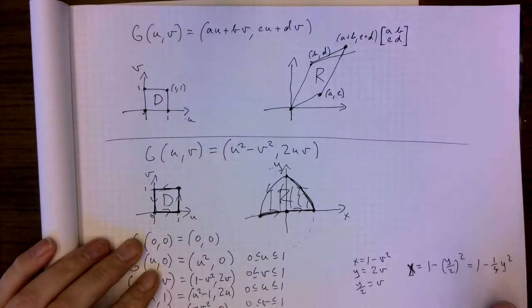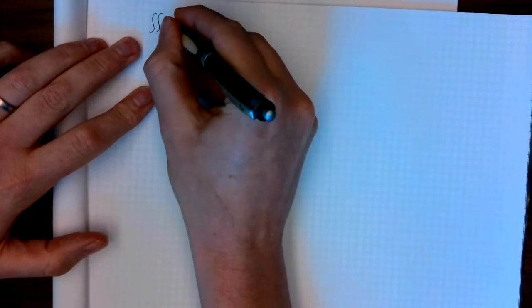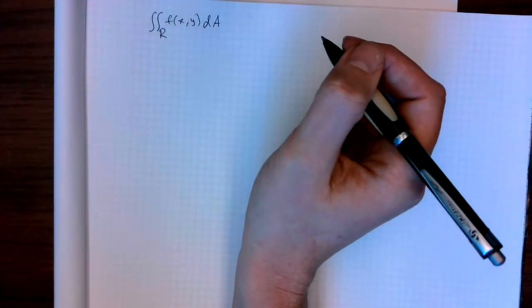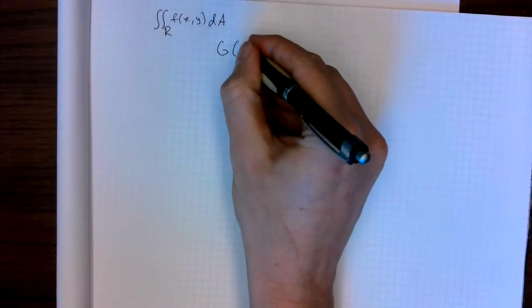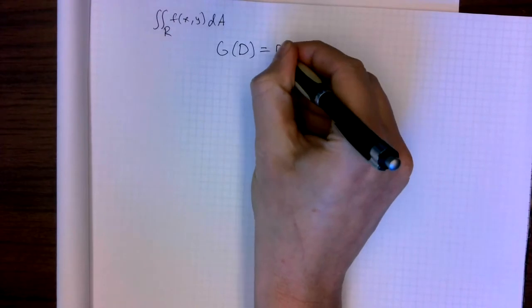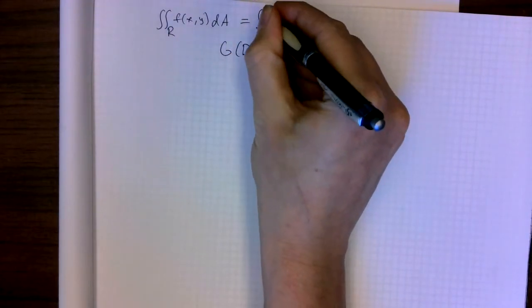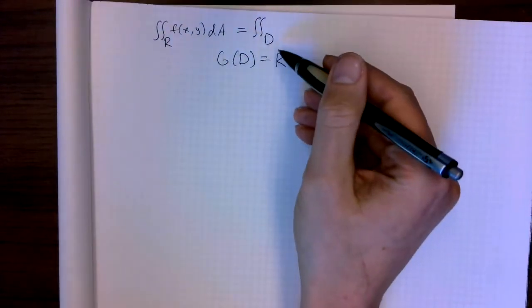So that's trying to figure out what region goes to what region. So how do we integrate? Well, to integrate, we need to figure out how the area changes, right? Because what we really want to do is integrate f of x, y over some region R with respect to the area. And so we have g that takes some D, hopefully nicer and simpler, to this R. We're going to figure out what this g is, and we want to write it as the integral over D, which is in the uv coordinates.